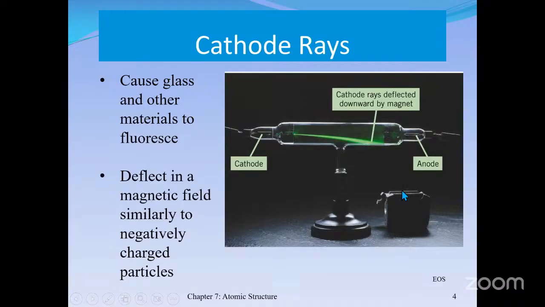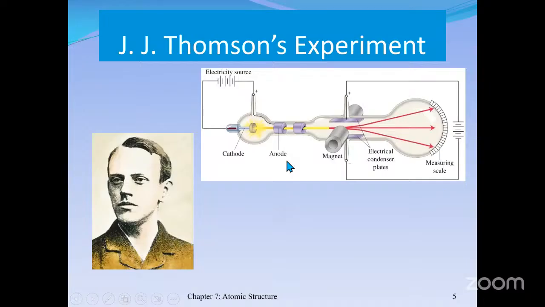Some other things that were observed about these rays is that they cause glass and other materials to fluoresce, which basically means that they light up. When the rays hit the glass or whatever the material is, it lights up. And as I said before, it is deflected by a magnetic field. Okay, so this guy, J.J. Thomson, decided to investigate this some more. He made some modification to the original experiment. As you can see here, it's a bit more sophisticated. It still has the cathode here and the anode here, which is connected to the external circuit.